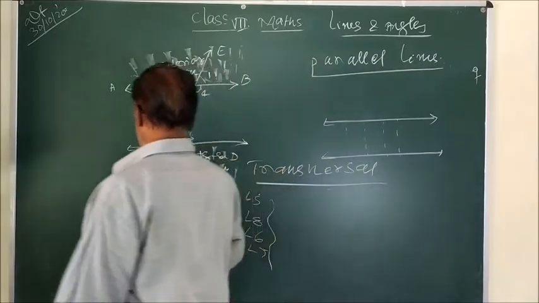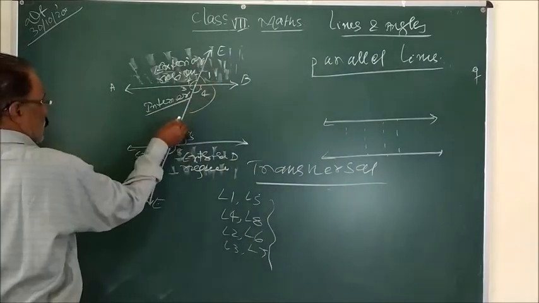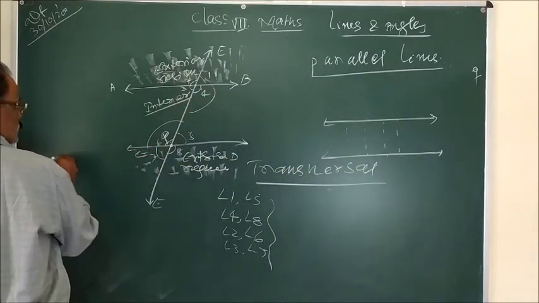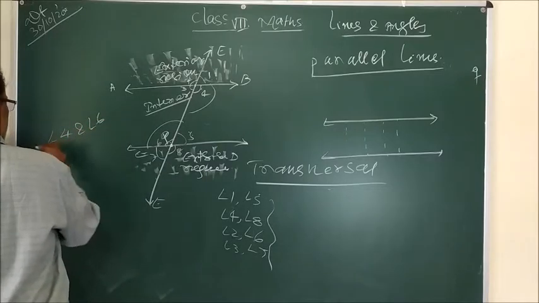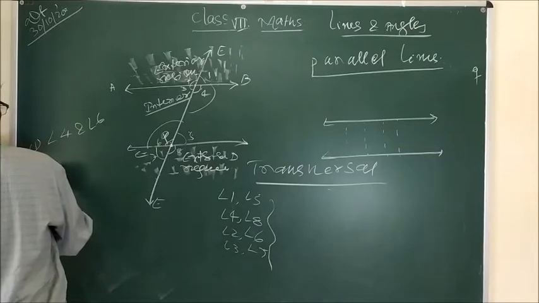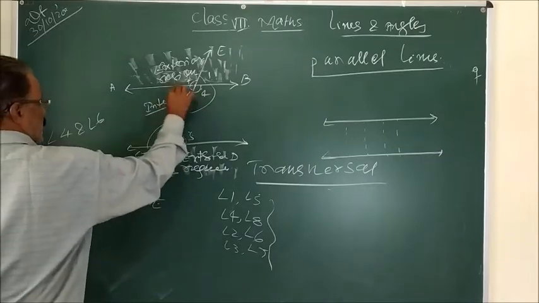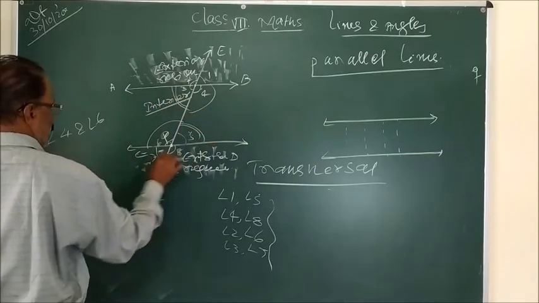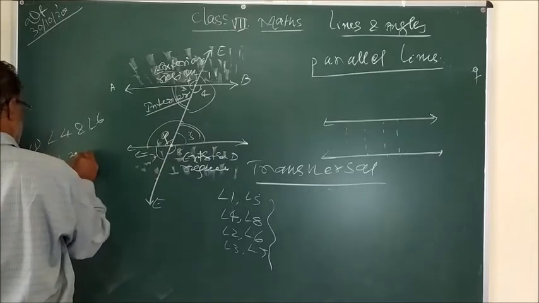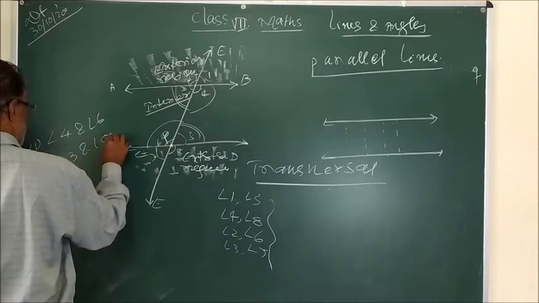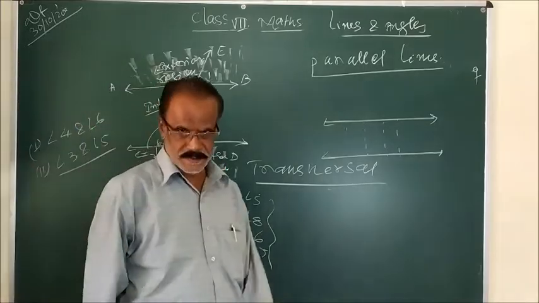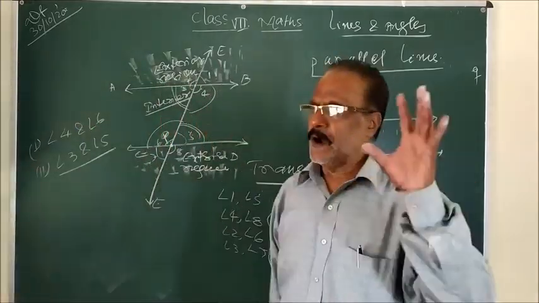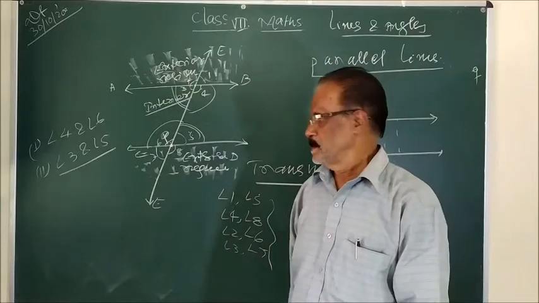And another pair you see, angle 4 and angle 6. ये first pair. और ये angle 3 and angle 5. These two pairs are called alternate interior angles. What is called? Alternate interior angles.